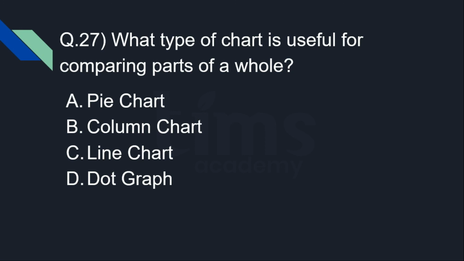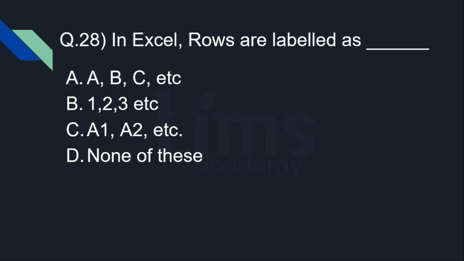Question number 27. What type of chart is useful for comparing parts of a whole? Option A, pie chart; option B, column chart; option C, line chart; option D, dot graph. The answer is option A, pie chart.